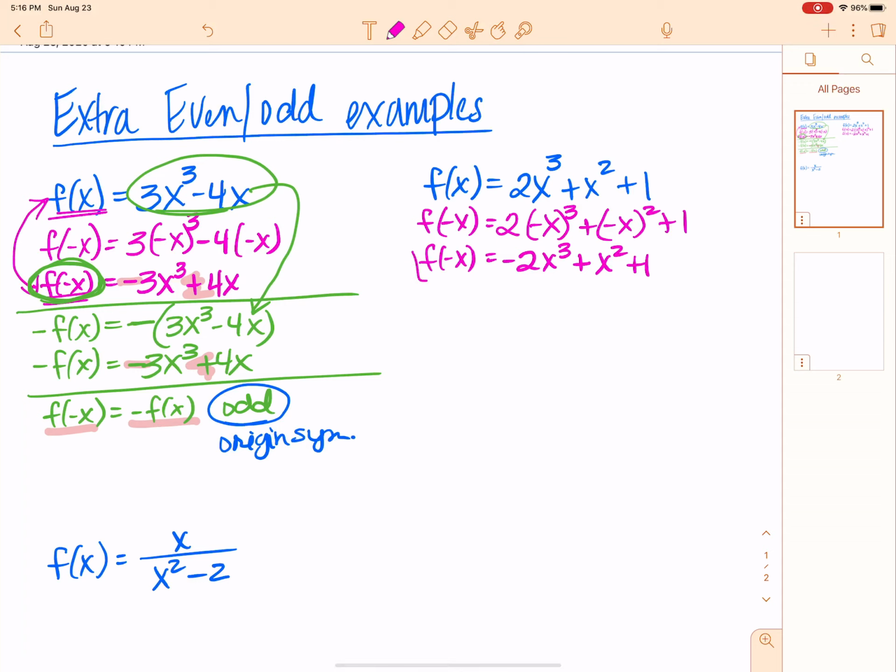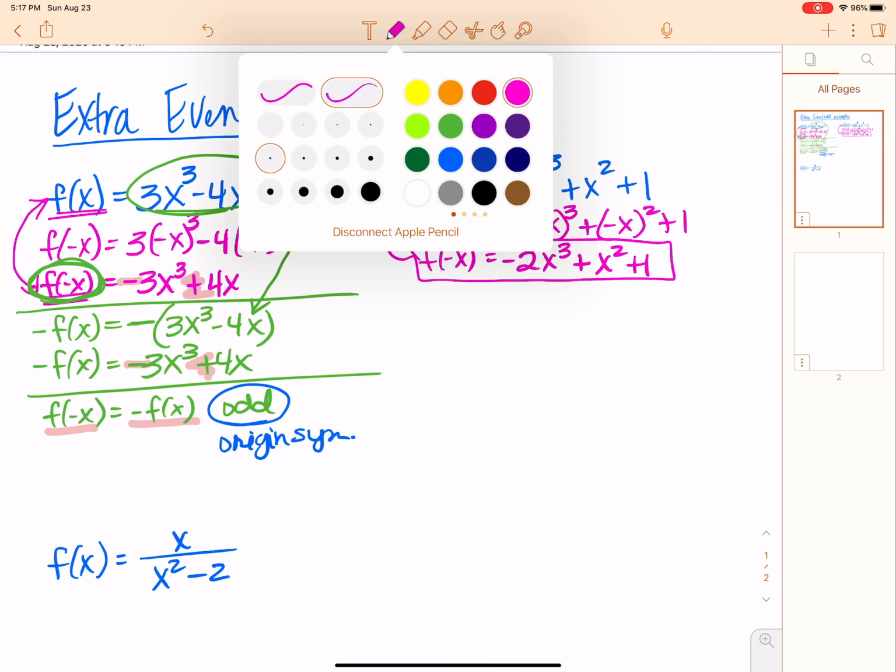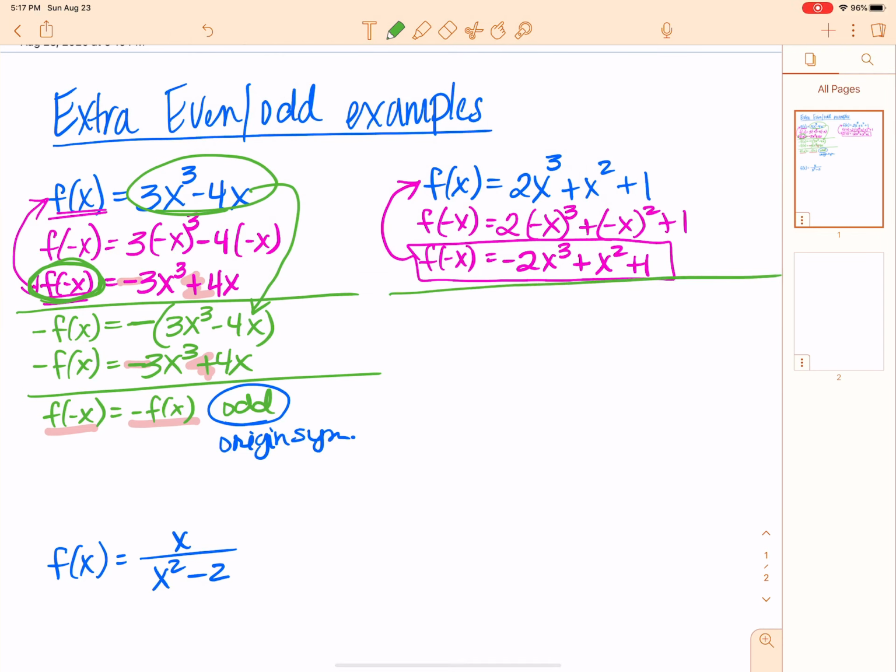Okay, so here I've got f of negative x. Is that equal to my original? Well, if you'll notice, the original does not have a negative in front of the 2, and f of negative x does. So that means it's not even. So now I have to try to see if it's odd. So remember how we do that.